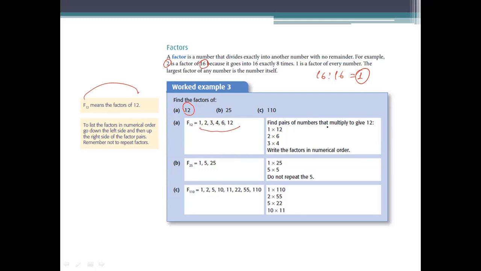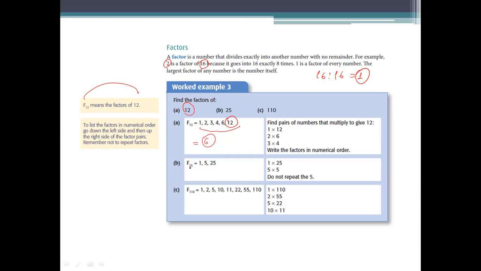So find pairs of numbers that multiply to give 12: 1 times 12, 2 times 6, and 3 times 4. Write the factors in numerical order. So the F12, or the factors of 12, are 1, 2, 3, 4, 6, 12. How many are there? We have 6 numbers. And the largest factor of 12 is itself, meaning 12.